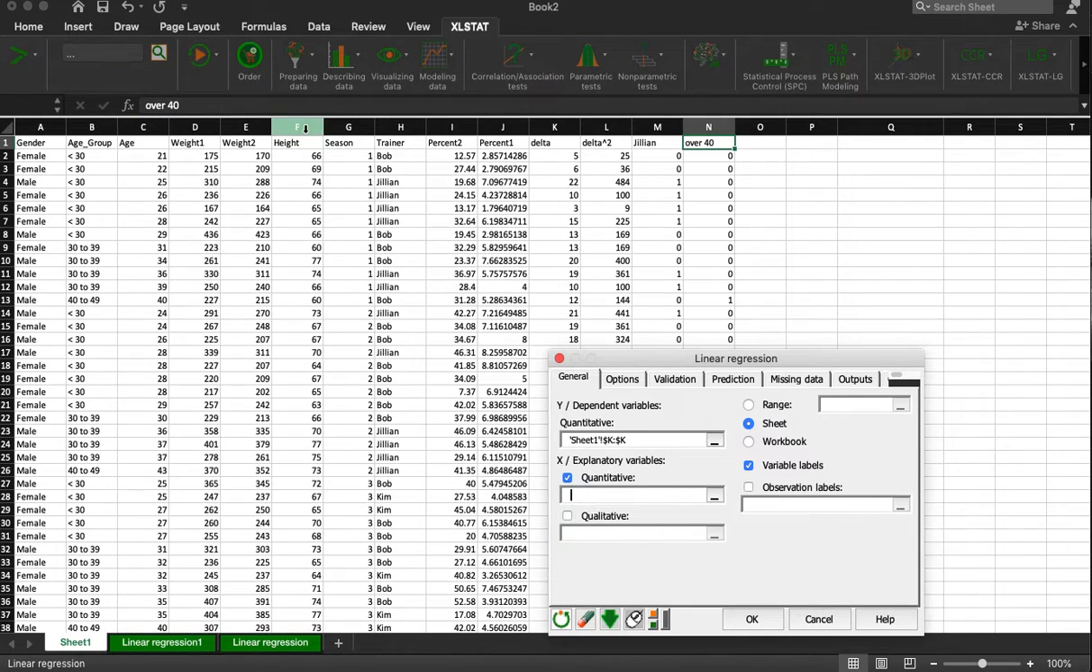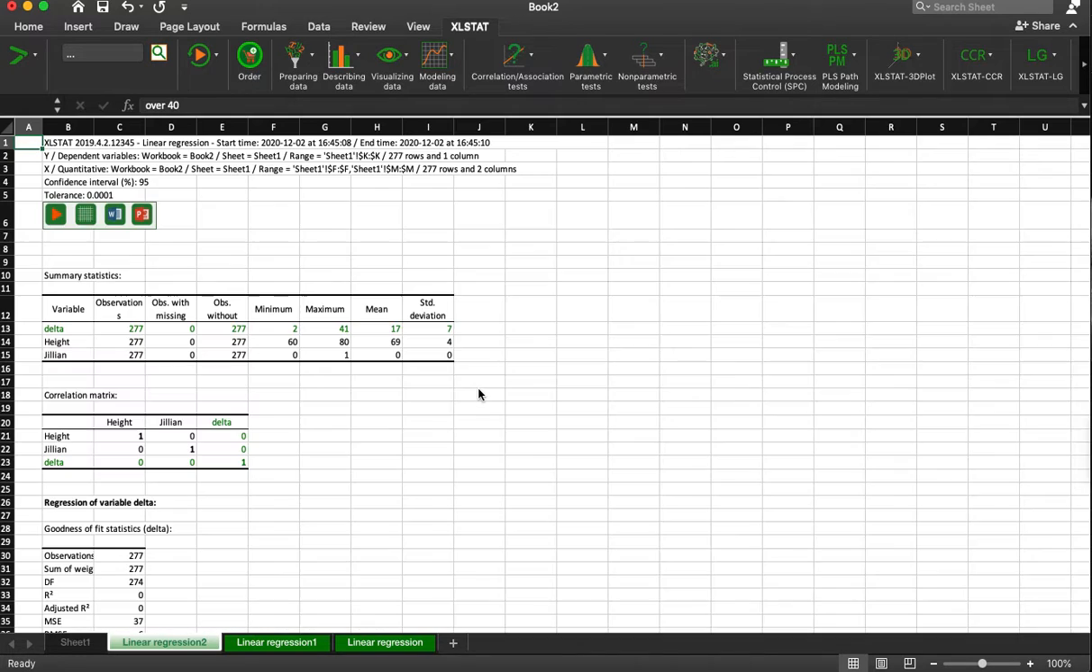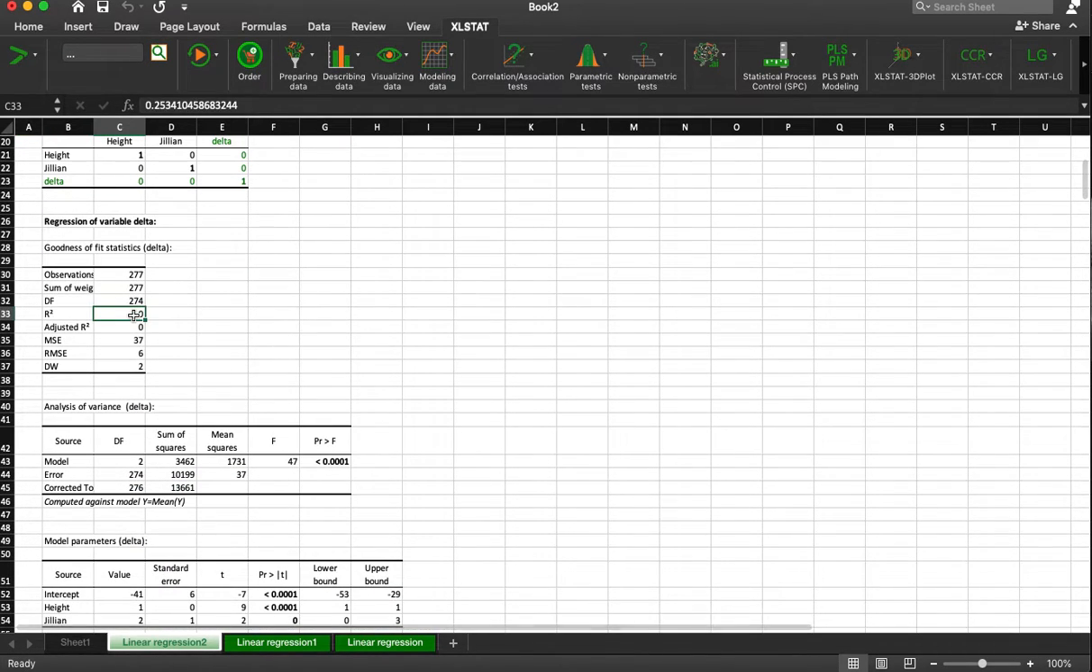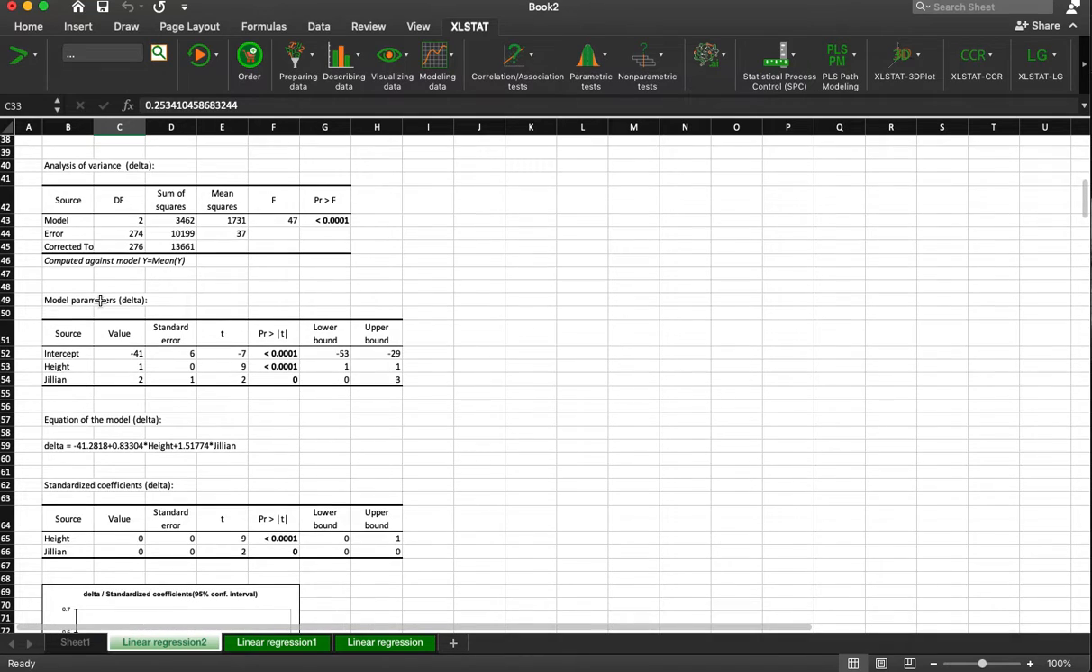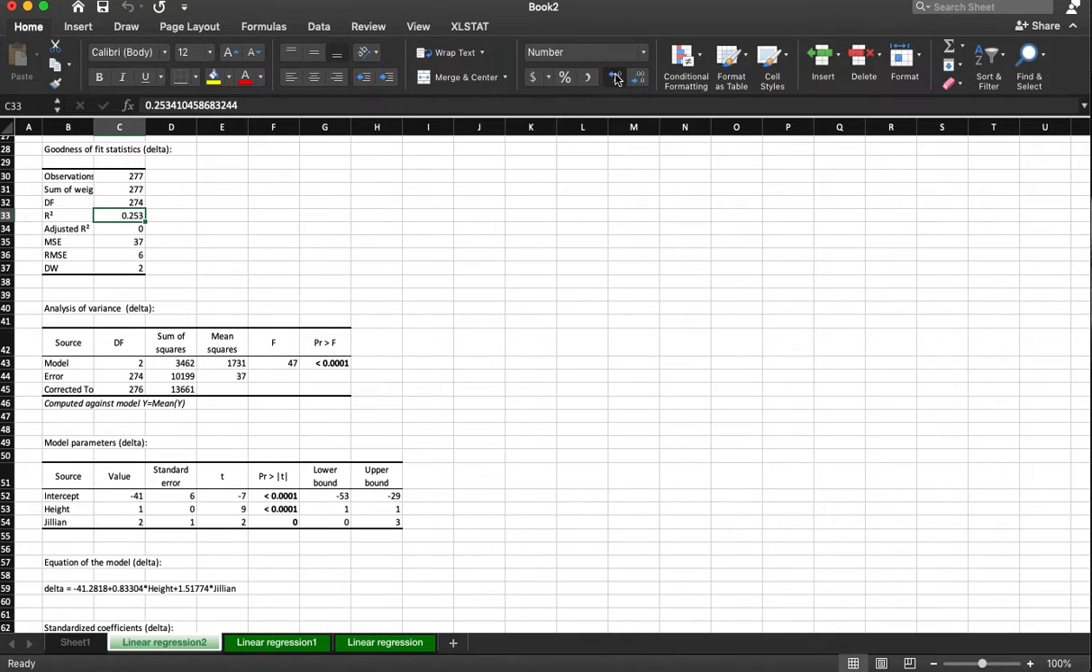And I will use height and Jillian. So looking at the proportion of variance explained by the model, it's 25. Remember, with just one variable, it was 24, so this doesn't help much. Let's take a look at these. You can see that it's on the cusp of not being statistically significant. It is significant, but it's close to not being significant.